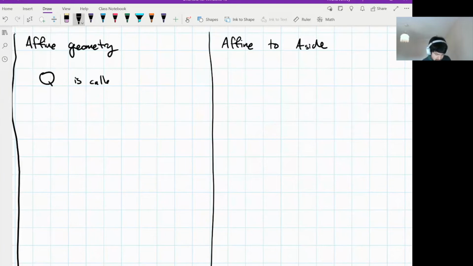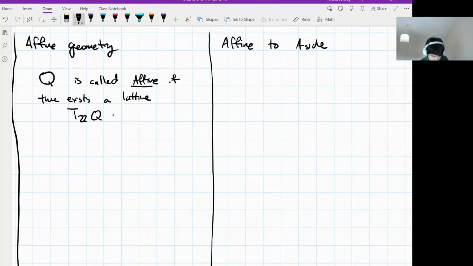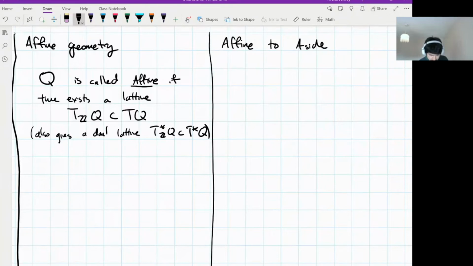So Q is called affine if there exists a lattice of full rank T_Z Q inside of TQ. So this also gives a dual lattice T*_Z Q inside of the cotangent bundle.